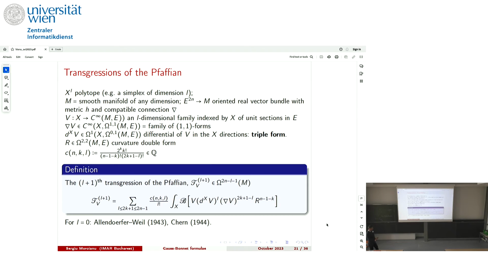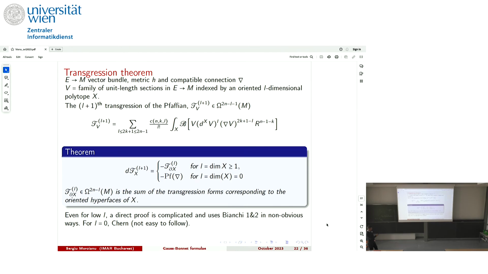So they look horrible, but they can be treated. Okay. So even for L equal to 0, this is a complicated term. And I repeat the definition here. I integrate with respect to X part of this form. And I'm left with a form on M.